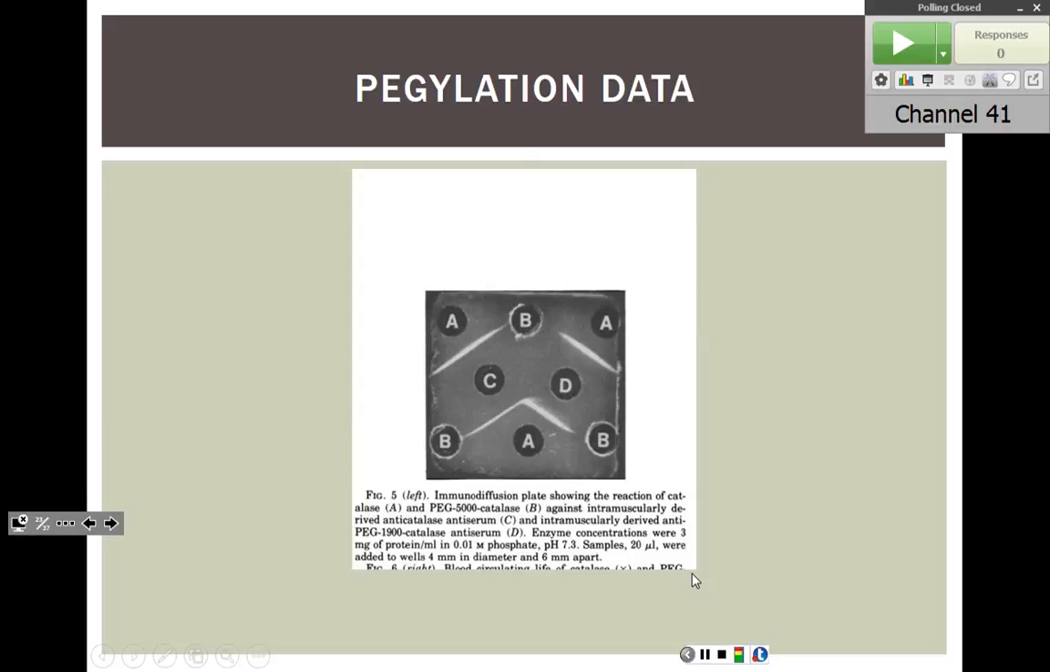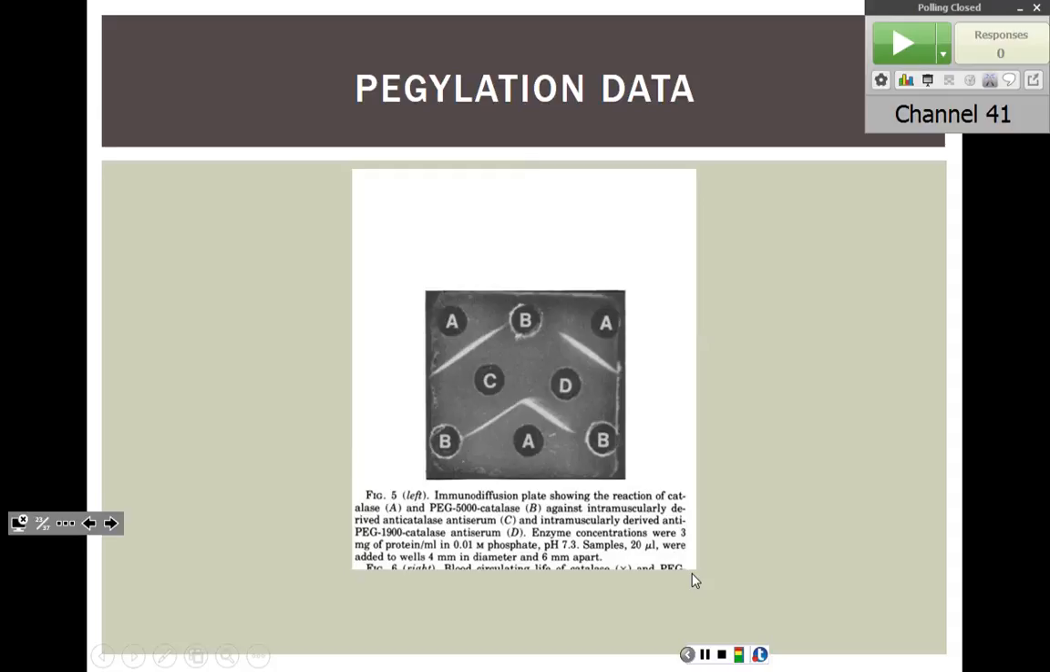So basically, this is a plate. It's more like an agar dish. So you have a semi-solid medium with holes cut out. And then the scientists put different things in each one of the holes, and they saw how the things they put in the holes diffused throughout this agar. So, looking at the figure legend here, we've got catalase.